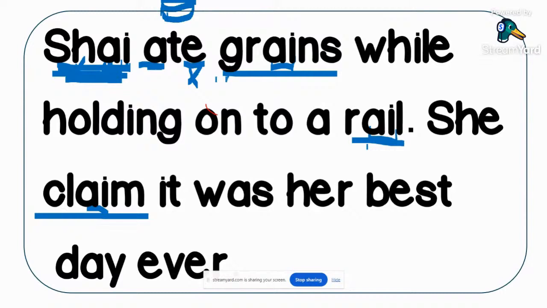Can you remember our AI word here? G says g, R says r. Put it together, gr. A. Grain. Our word is grain. So we have to add the sound, the S at the end. Grains. So it means that we have more than one.